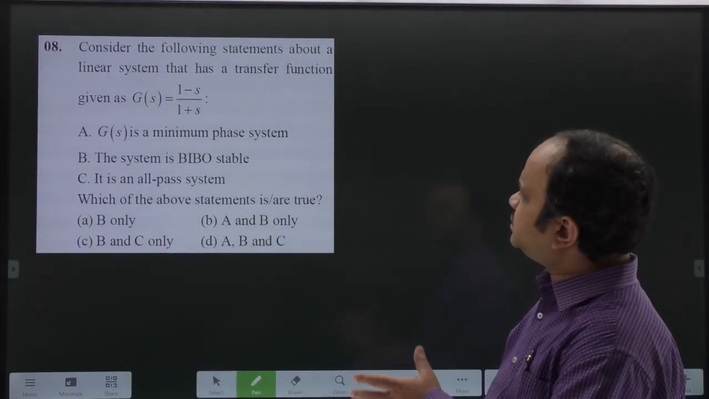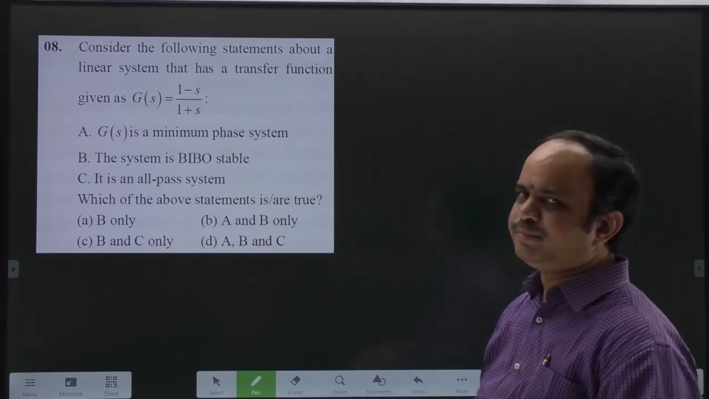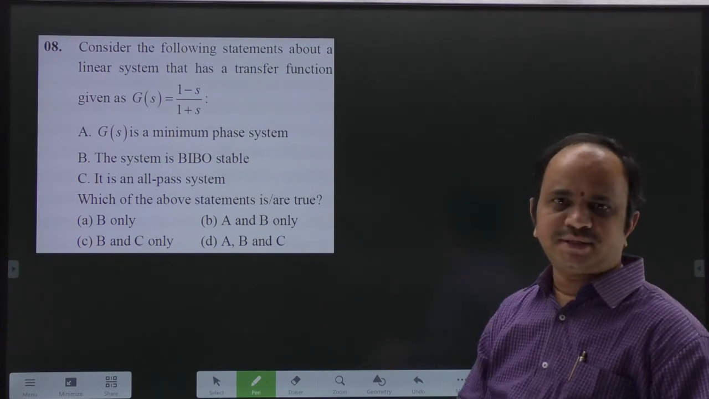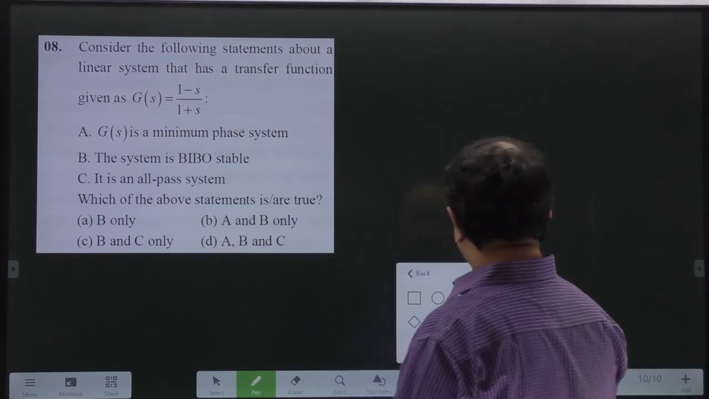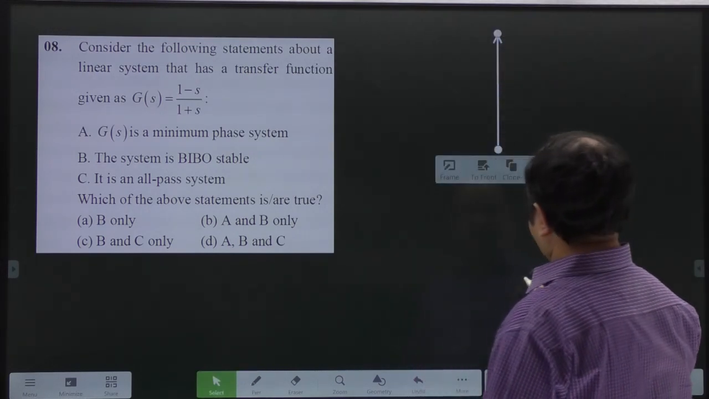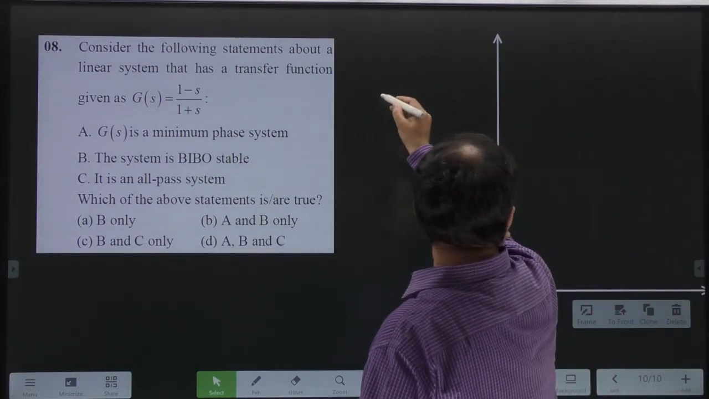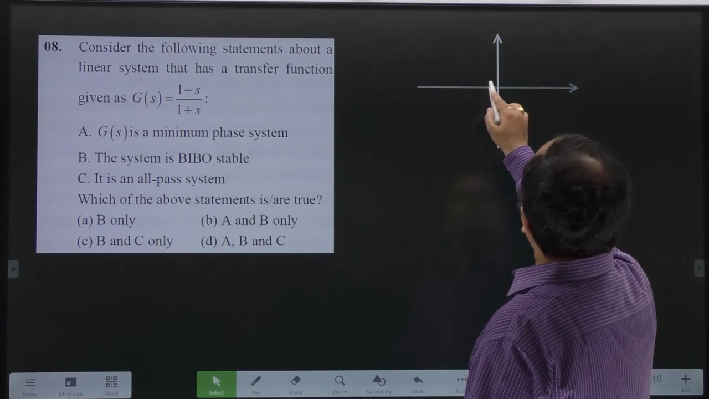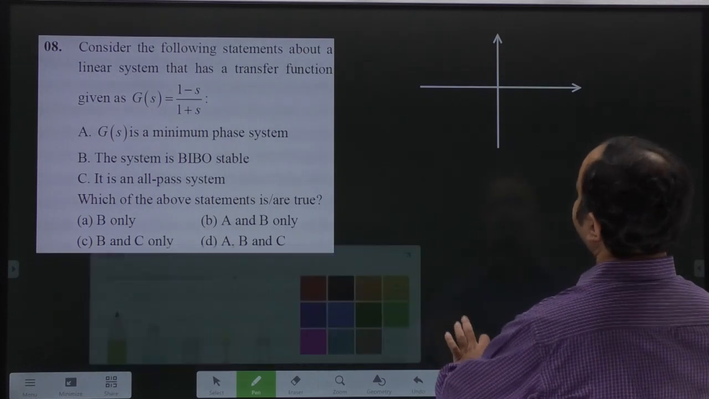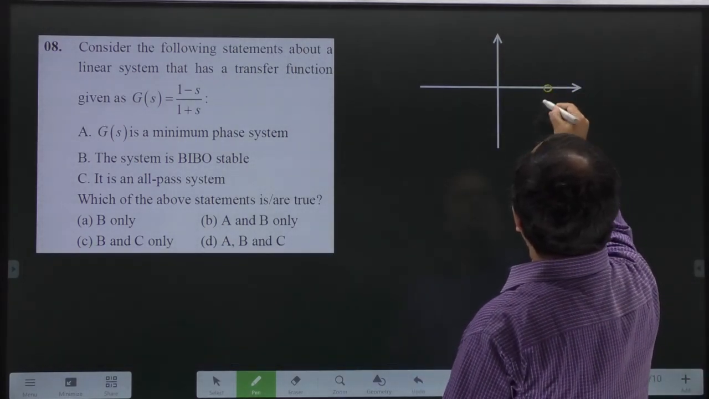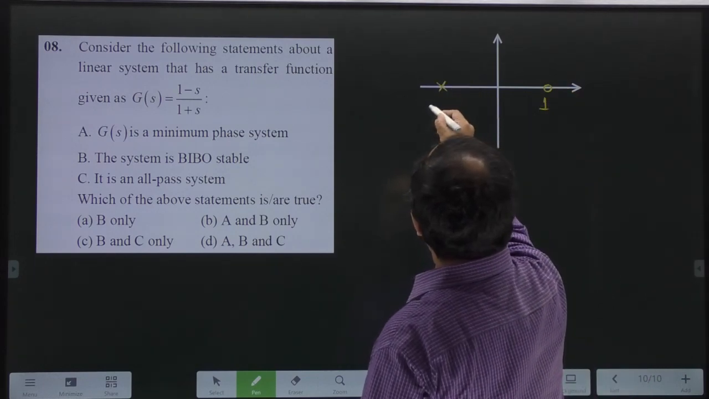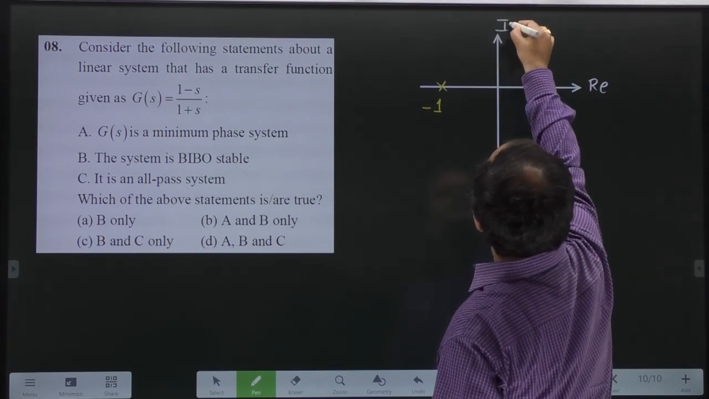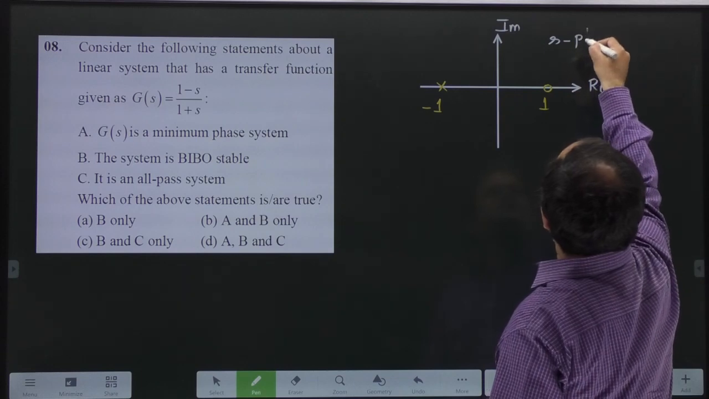Now in this question, one transfer function is given. Let me read the question. Consider the following statements about a linear system that has a transfer function G of s is equal to (1 minus s) divided by (1 plus s). So if you draw the pole-zero plot quickly in the s plane, there is a zero at 1 and a pole at minus 1. Okay. So here this is a real axis and imaginary axis. This is the S plane.